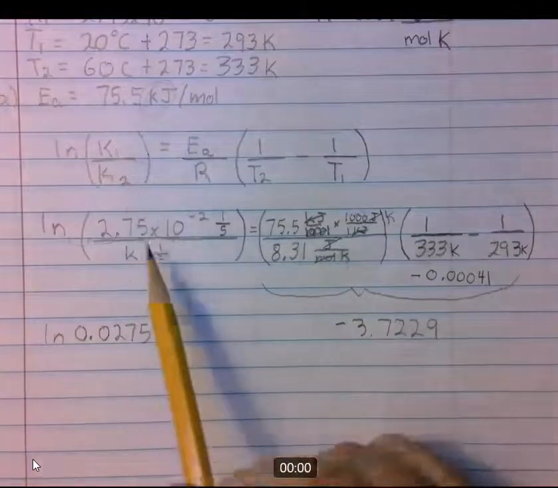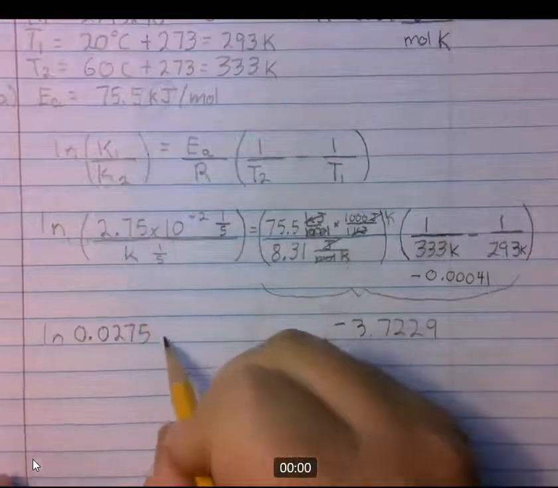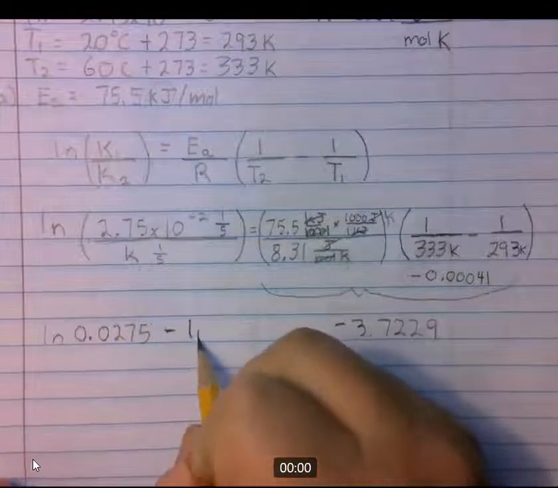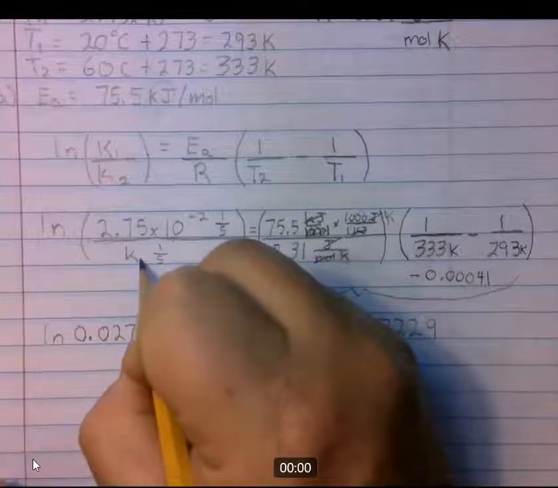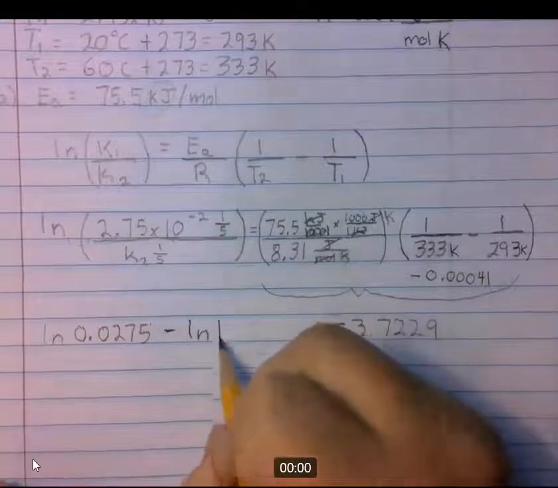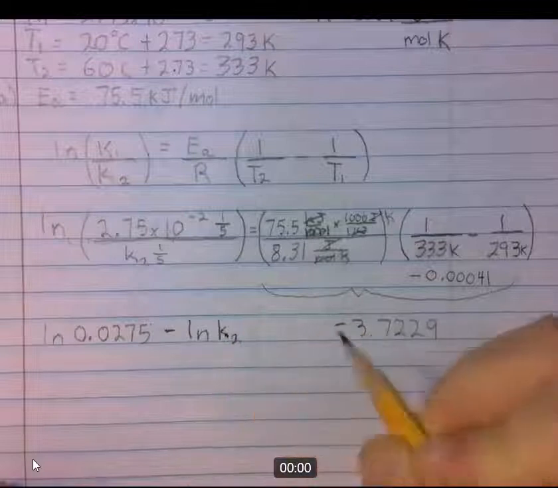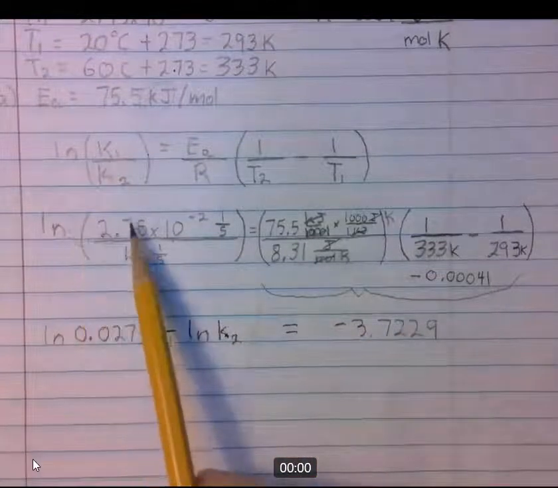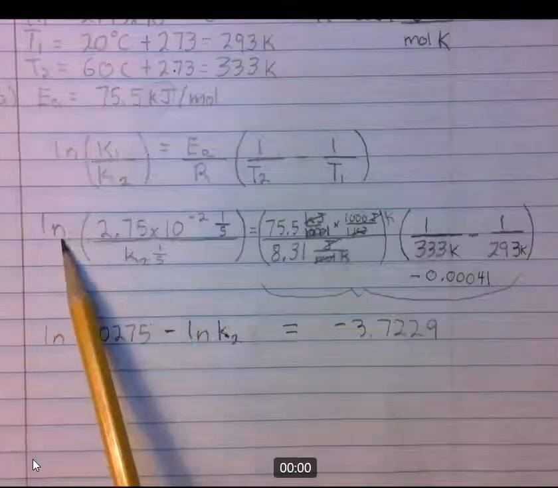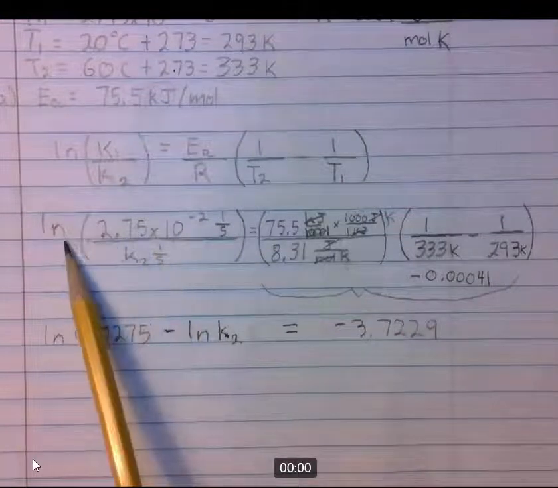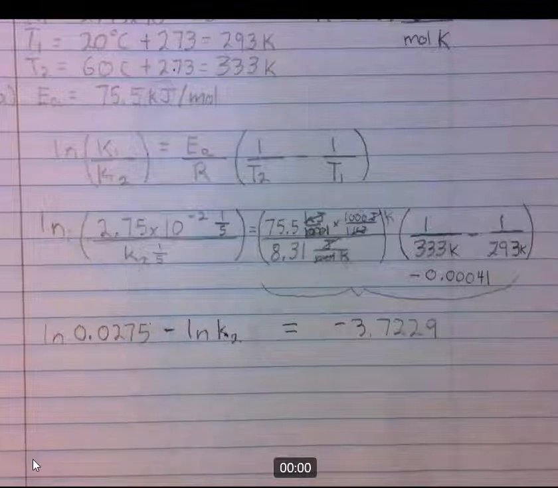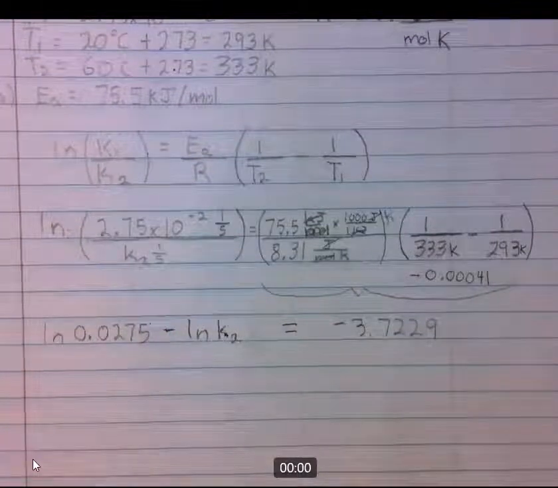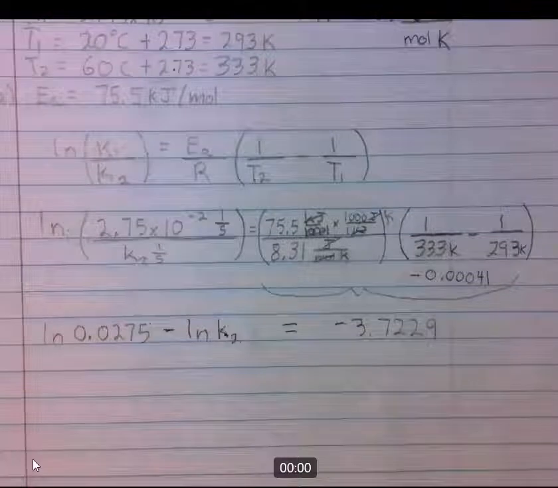Okay, and then that's going to be minus natural log of k2, and it's going to equal that. So remember that the natural log of this divided by this equals the natural log of this minus the natural log of this. That's one of the principles of logs we talked about earlier in this unit. Okay, so what do I do now?